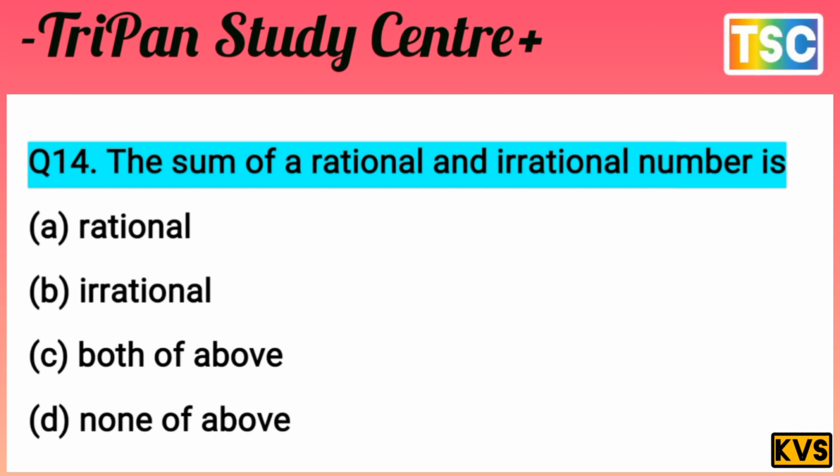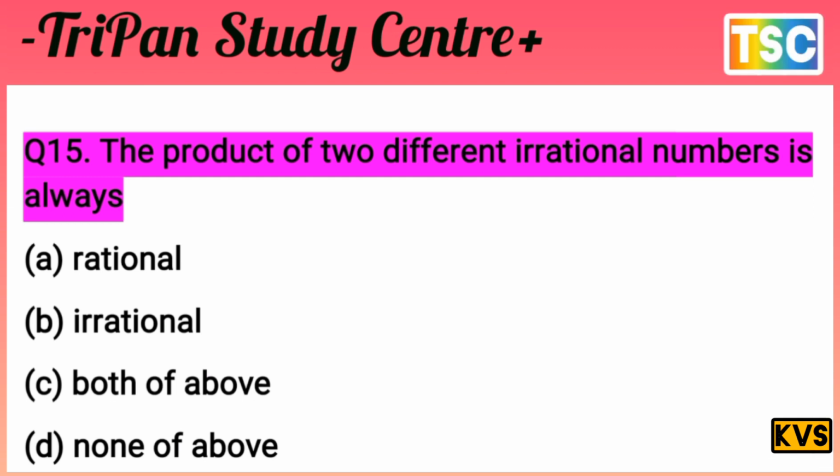The question is: the sum of a rational and an irrational number is A, rational number, B, irrational number, C, both of above, D, none of the above. The correct option is B, irrational number. The next question arrives here.